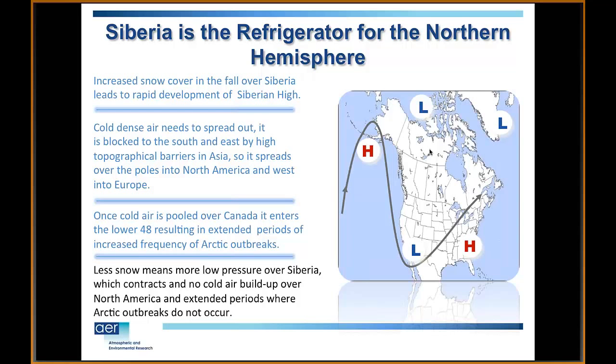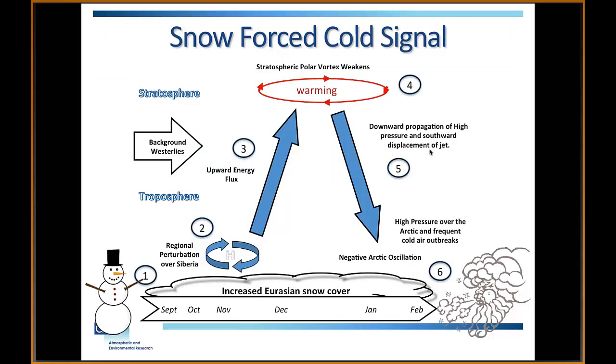So that was our early thinking, but over time it evolved, and it turned out that the whole mechanism between the snow cover and winter climate was much more involved than that. It wasn't just limited to the troposphere. It actually involved the stratosphere. The stratosphere became an important component. So we have this six-step process.